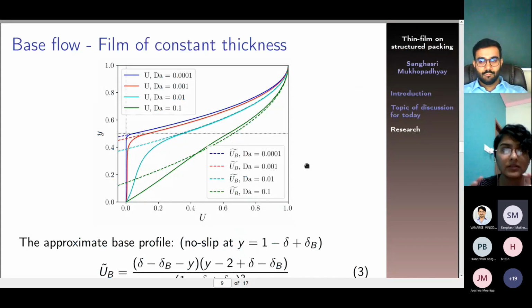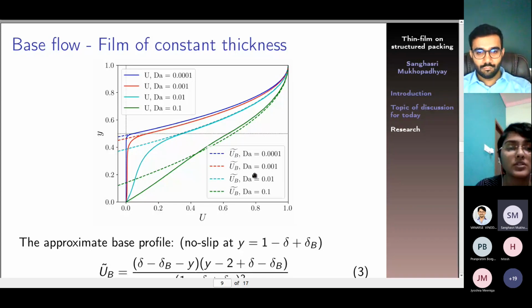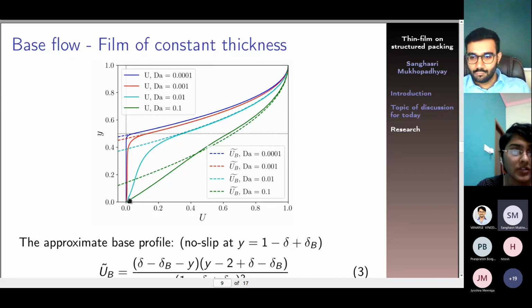So about the base flow, this graph is quite important for us to understand how this fluid is flowing inside the porous medium. We have a film of constant thickness, an unperturbed film. These solid lines are actually the solution of the base flow equations. In the porous layer, we can see that changing the mean permeability value, which is given by the Darcy number, we get different velocity profiles.